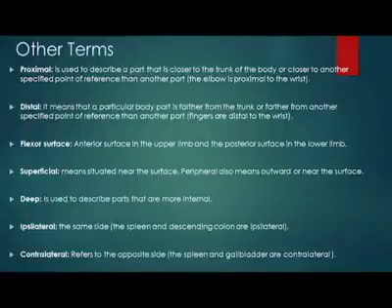For example, fingers are distal to the wrist. The third one, flexor surface. Anterior surface in upper limb and posterior surface in lower limb are known as flexor surface. The fourth one, superficial, means situated near the surface. Peripheral also means outward or near the surface. The fifth one, deep. It is used to describe the parts that are more internal.